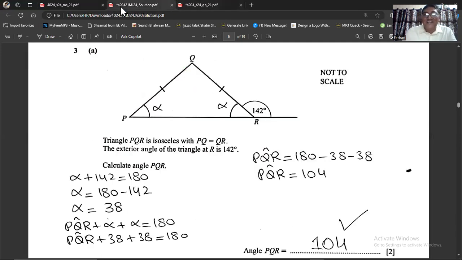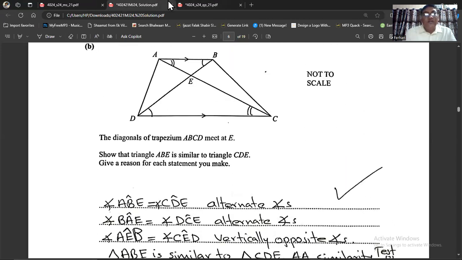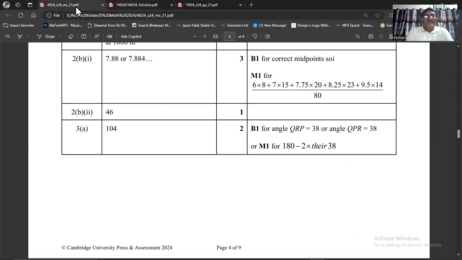Let me show you how to write this argument. Okay, so here we go. The angle ABE is equal to angle CDE because they are alternate angles of the parallel lines. Angle BAE is equal to the angle DCE because they are alternate angles. Angle AEB is equal to the angle CED because they are vertically opposite angles. So the triangle ABE is similar to the triangle CDE. The reason is the angle similarity test. I hope you understand this.